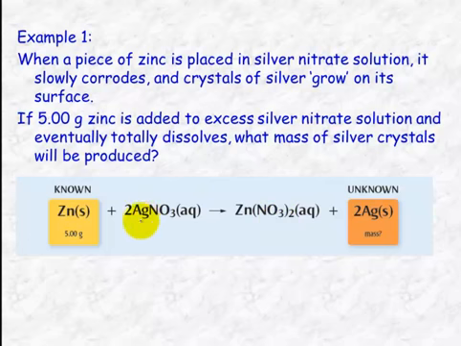Balance that equation. We need to have a 2 in front of the silver nitrate because you've got 2 nitrates here, and you'll also need to put a 2 in front of the silver. So we've got the balanced chemical equation.